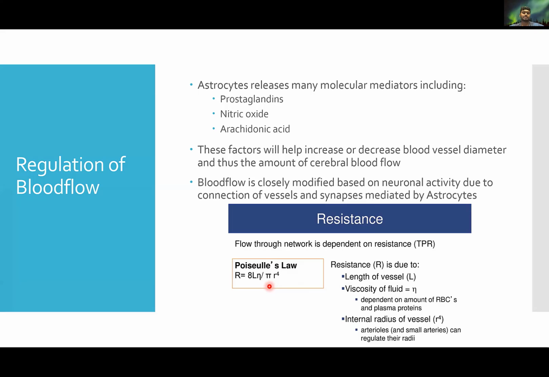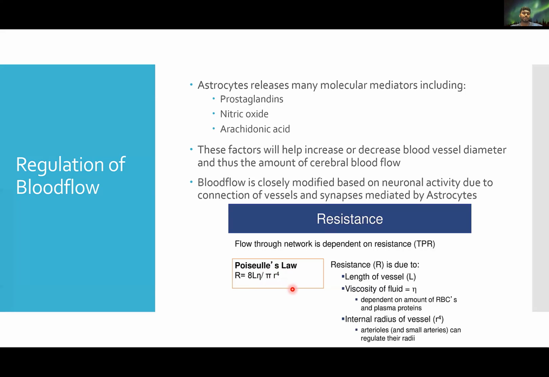So this means that the longer the vessel is, the more resistance you'll have, which makes sense because there's a longer path for it to go. There's more resistance because of the friction along the walls. Viscosity of the fluid will obviously increase the resistance because more viscosity means more friction within the fluid flow. Now, pi, you guys know, 3.1415. And finally, the radius of the vessel. This is very important because this is to the fourth power.